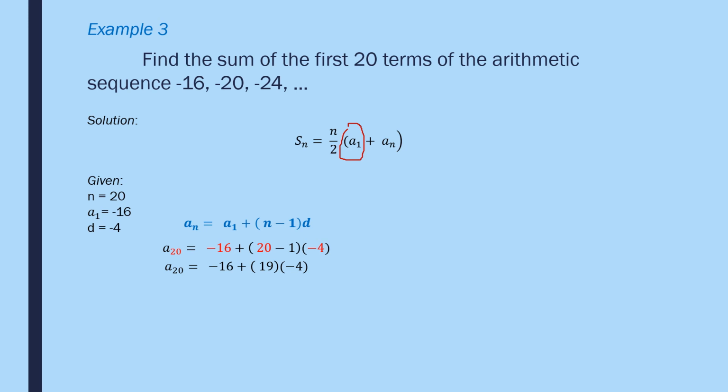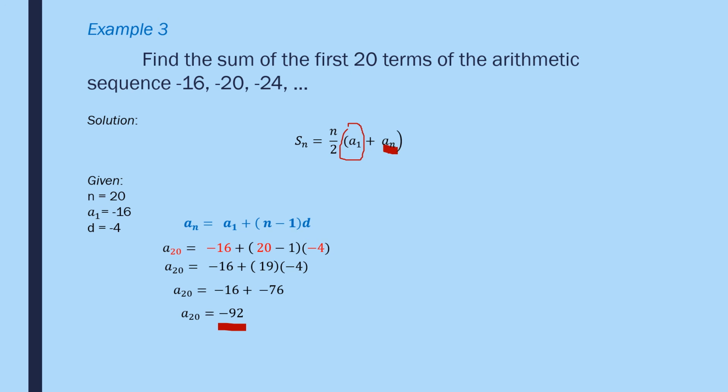Okay, I put parentheses for negative 4 because it's negative. Okay, now let's proceed to simplifying further. A sub 20 is equal to negative 16 plus negative 76. Add them together, you will get negative 92. And this is now your a sub 20. And this a sub 20 will be your a sub n here.